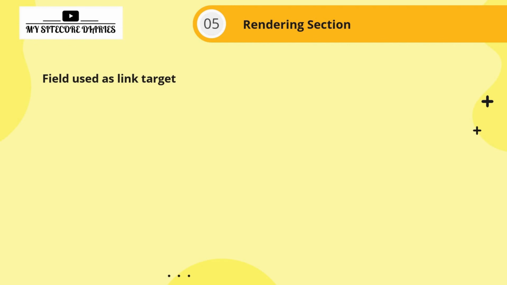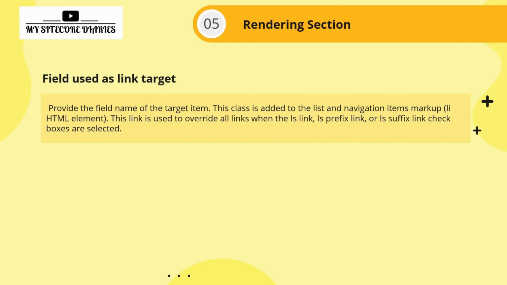Field used as link target: in this field you can provide the field name of the target item. Then there is a class which is added to the list and navigation item markups, that is the li HTML element. This link is used to override all links when the is link, is prefix link, or is suffix link checkboxes are selected. Those checkboxes are also available in the rendering section.